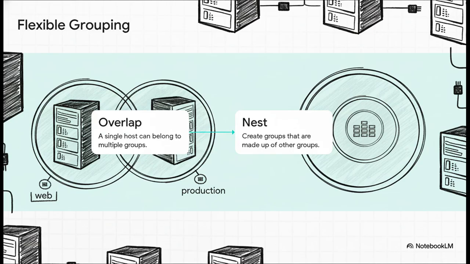And this is where the real power starts to kick in. Groups are super flexible. A single server can belong to more than one group at the same time, like maybe it's in the web group and the production group. You can even get fancy and nest groups inside of other groups. This lets you build out some really sophisticated models of your application architecture right inside your inventory file.